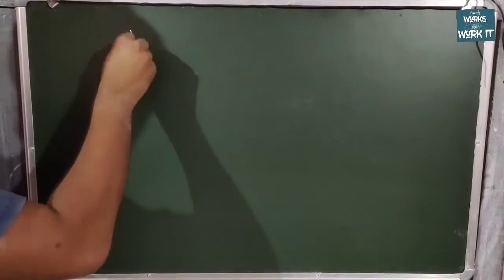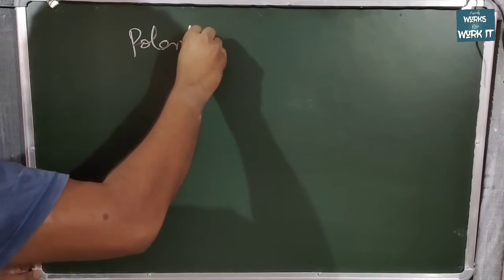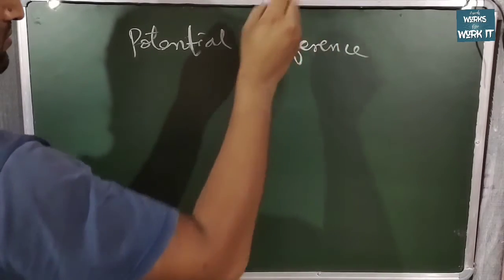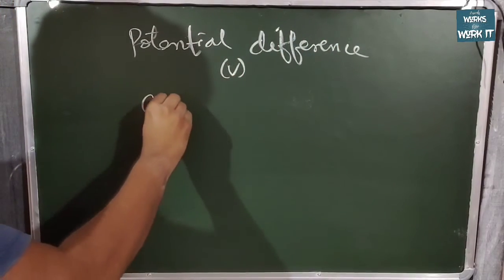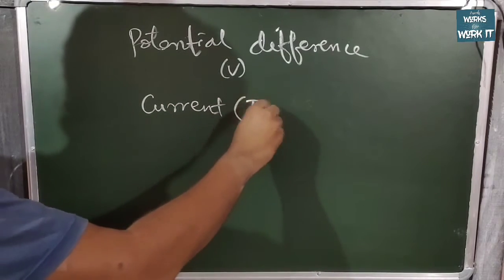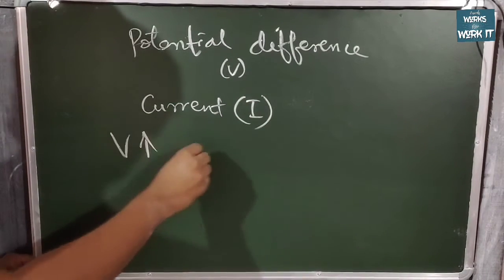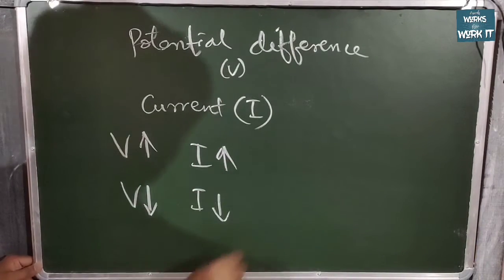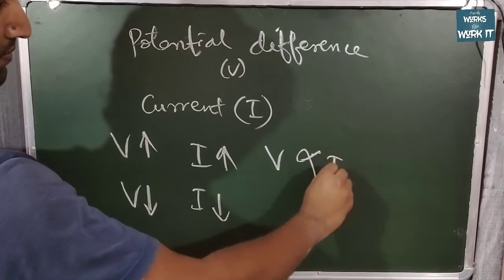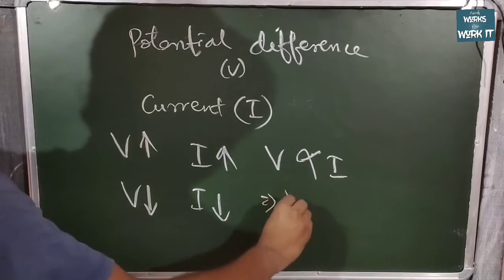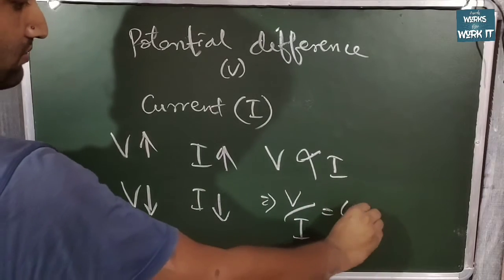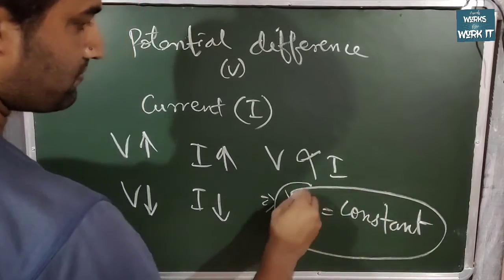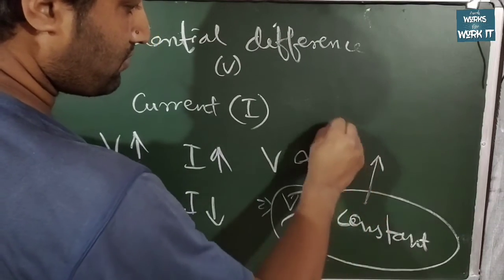now we will see some things about the potential difference and the current. Potential difference is symbolized as V, and current, that symbol is I. So if potential difference is high, then current will also be high, and if potential difference is low, then current will also be low. That means we can say potential difference is directly proportional to the current, or if I take V by I, then it will give a constant, potential difference upon the current.